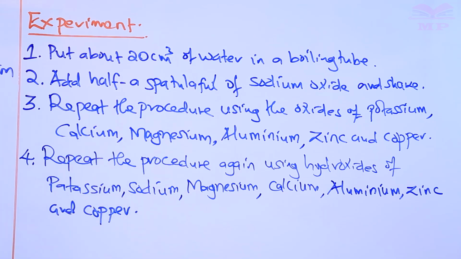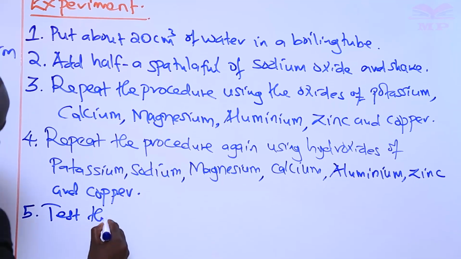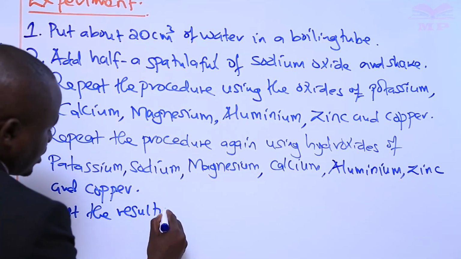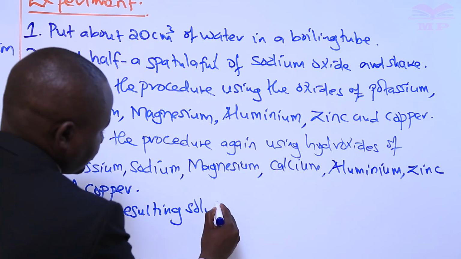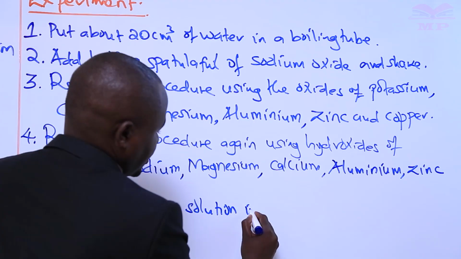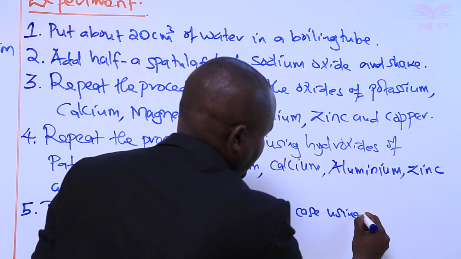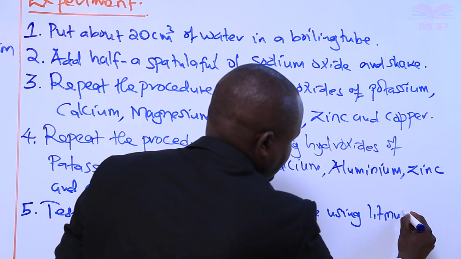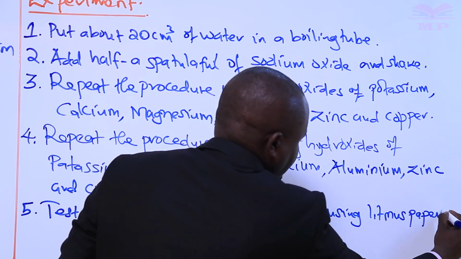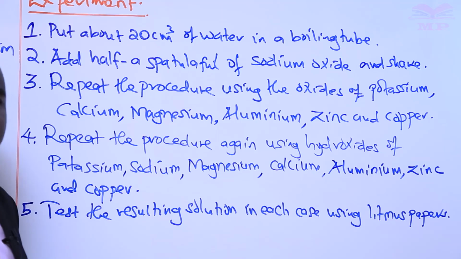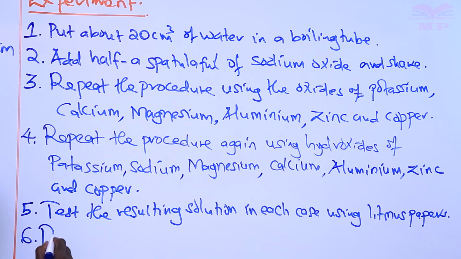You dissolve in water. Then after which you test the resulting solution in each case using litmus papers. So you'll have two litmus papers, the blue litmus paper and the red litmus paper. After you're through with the procedure, you record your results.